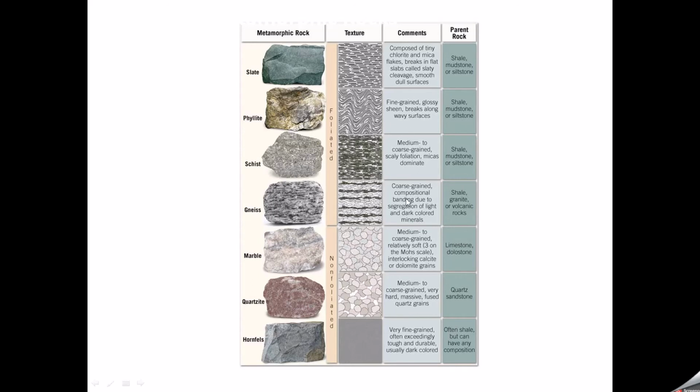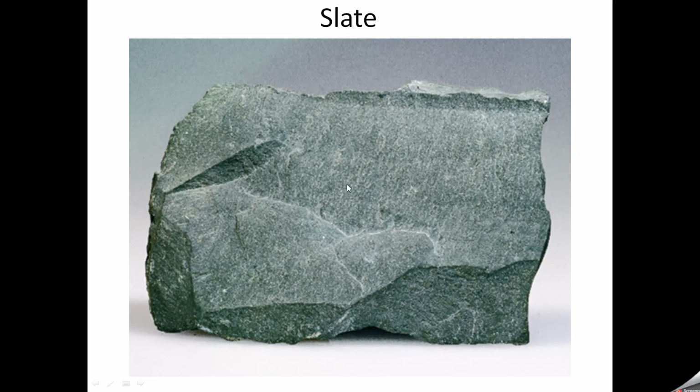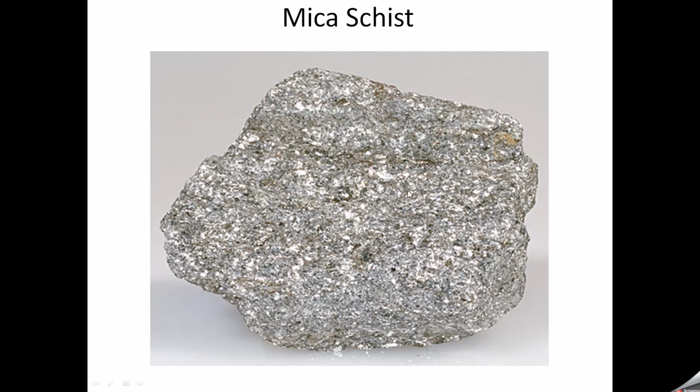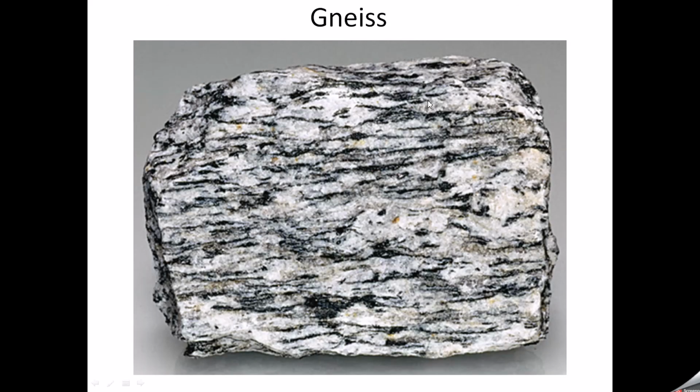And the comments here tell you that as you go from shale to slate to gneiss, the crystals increase in size. This is slate. This is phyllite, shiny, glossy. Schist starts showing larger crystals, but you can't see them yet. But here, the mica schist, schist made of mica, mostly the dark black crystals. And then you get to the highest grade of metamorphism, where you have light and dark bands.